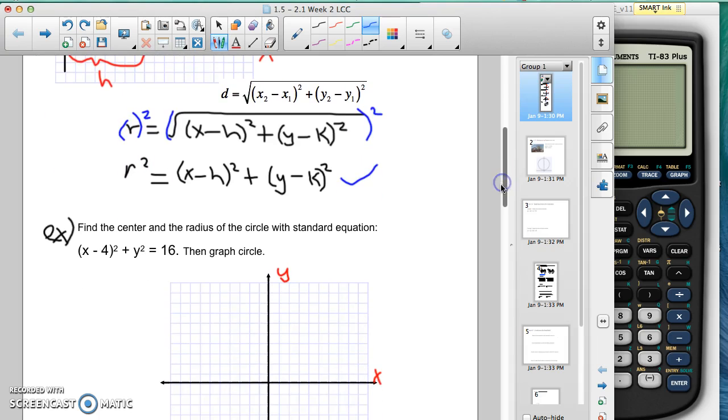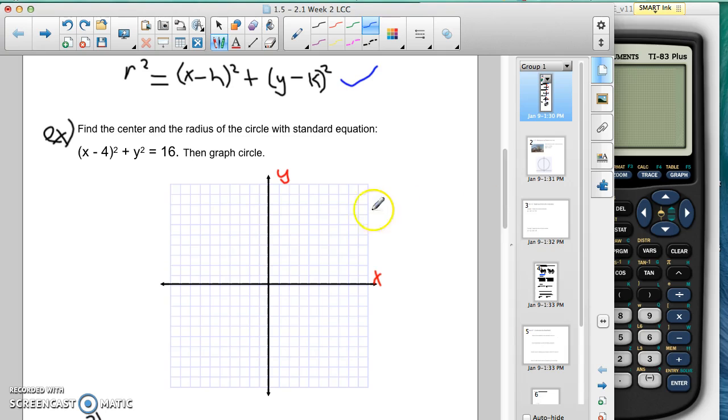So if I'm looking at this first example again, I can see my vertex is found here, in this part of the formula. In this case, the h value is going to be 4, so your vertex is going to be 4, comma, and in this case we don't have anything we're subtracting for y, so that's going to be 0. So the vertex is going to be 4, comma 0.